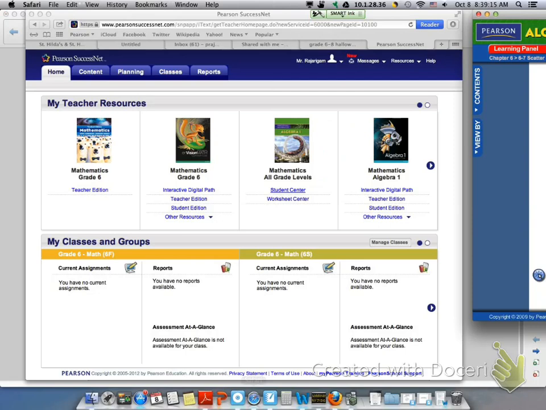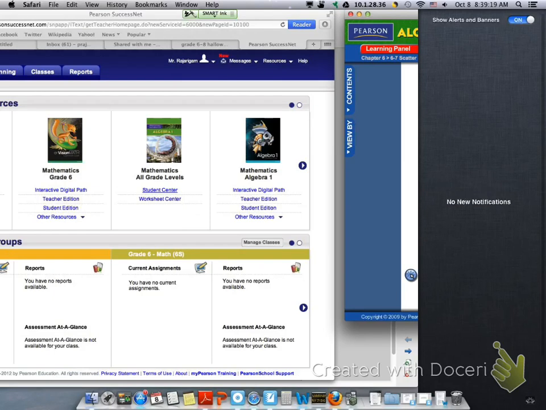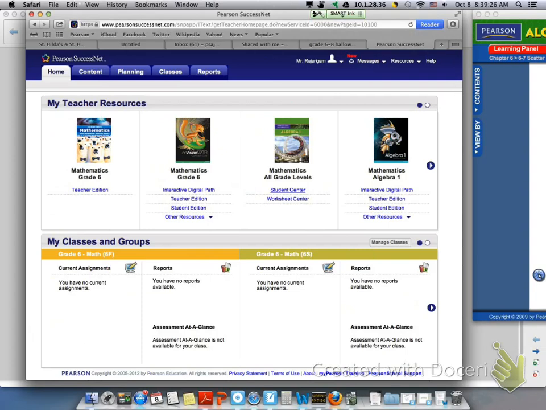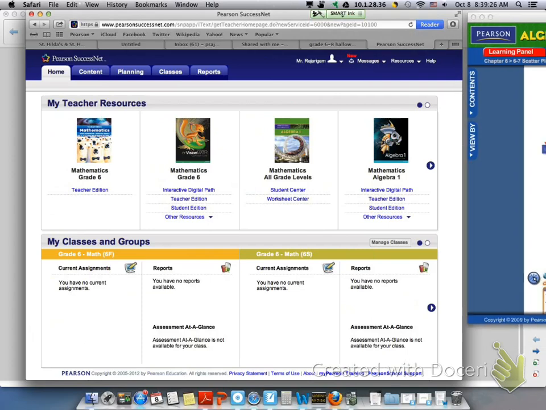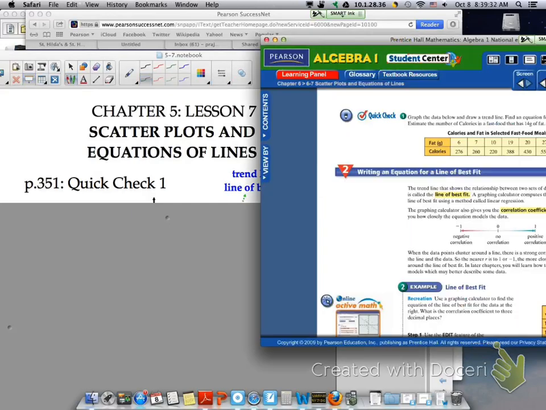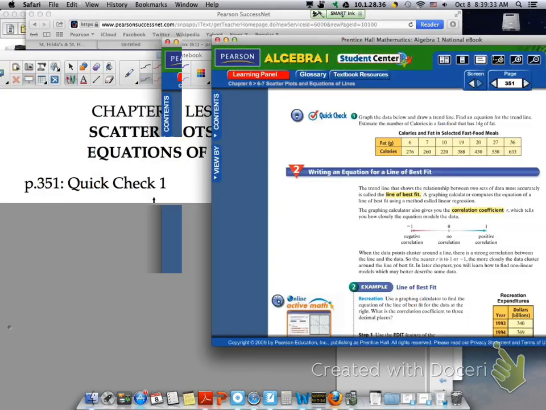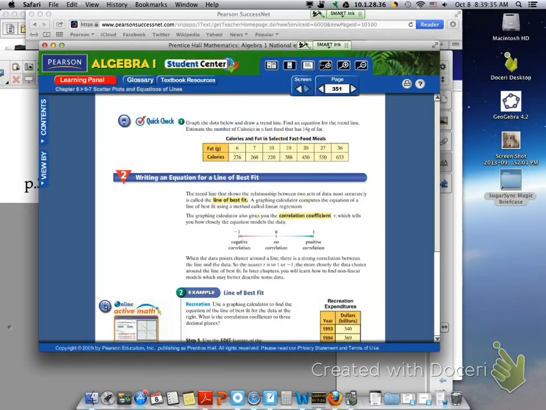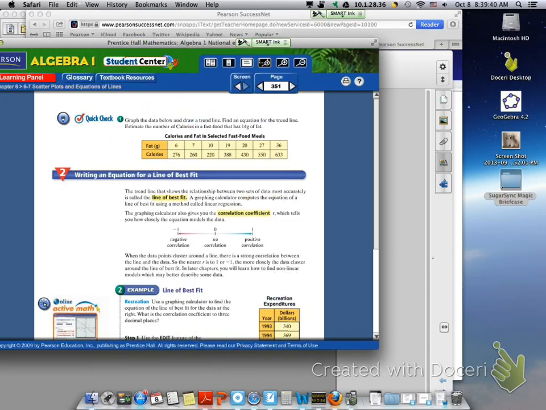Yes? Oh. Sorry, I thought. Right. I'm trying to move that page. Are you using the new textbook for the 6th graders? Yes. Okay.